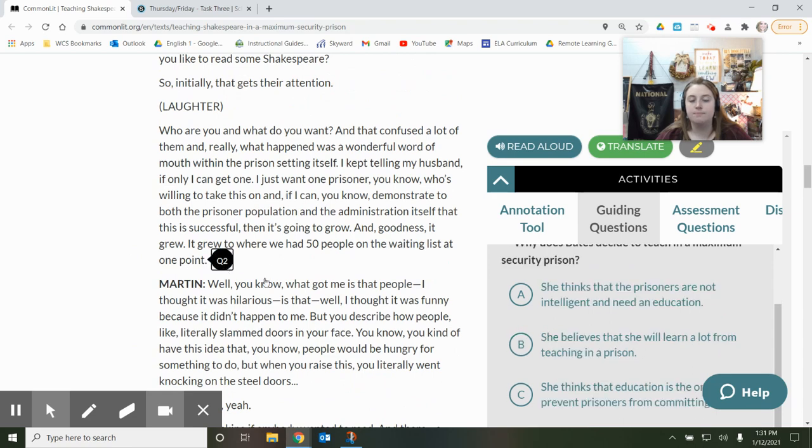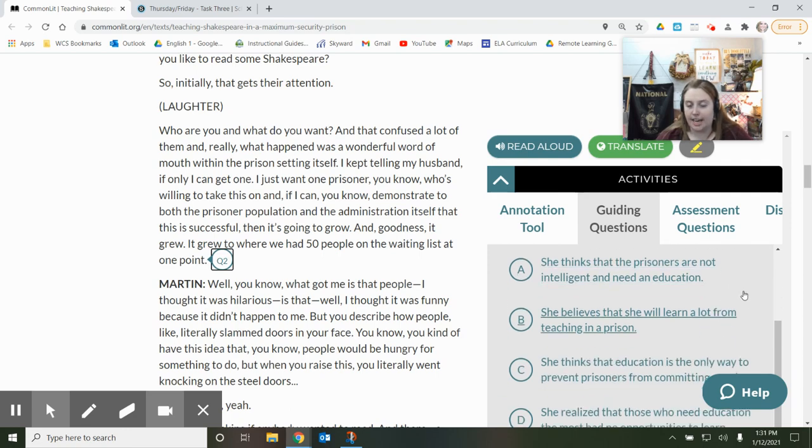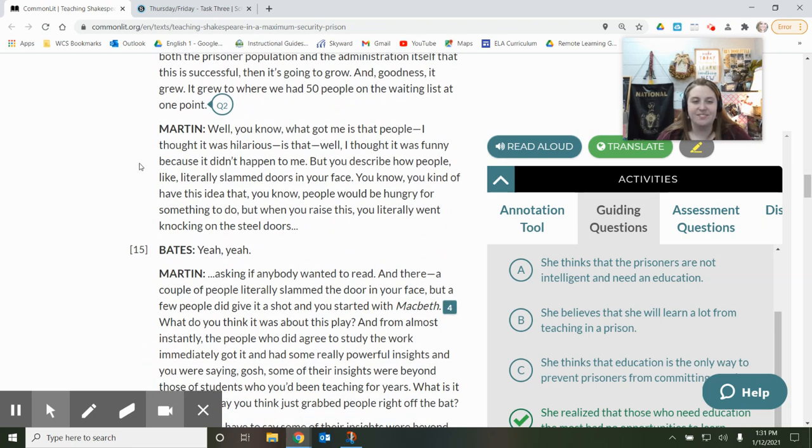Okay, so question 2 says, why does Bates decide to teach in a maximum security prison? She thinks that prisoners are not intelligent and need an education. She believes that she will learn a lot from teaching in prison. She thinks that education is the only way to prevent prisoners from committing, I'm assuming that's a crime, I can't see it, or she realized that those who need education the most. What do you guys think? Okay, so let's keep going.